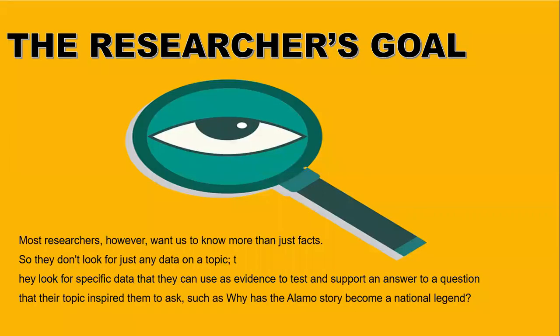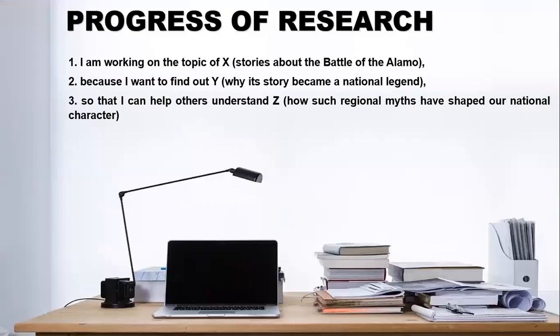So here's an example from the book of Kate about how you can formulate or start when you're still in that phase wherein you are formulating your research questions. So here are three things that you could ask yourself together with your group mates. So number one, you can say, I am working on the topic of blank.